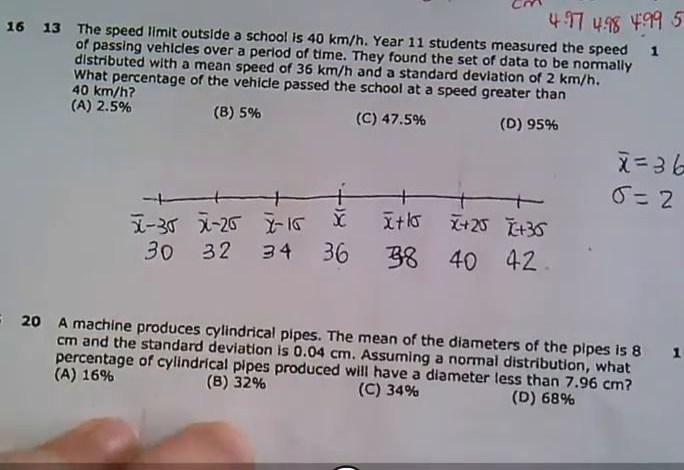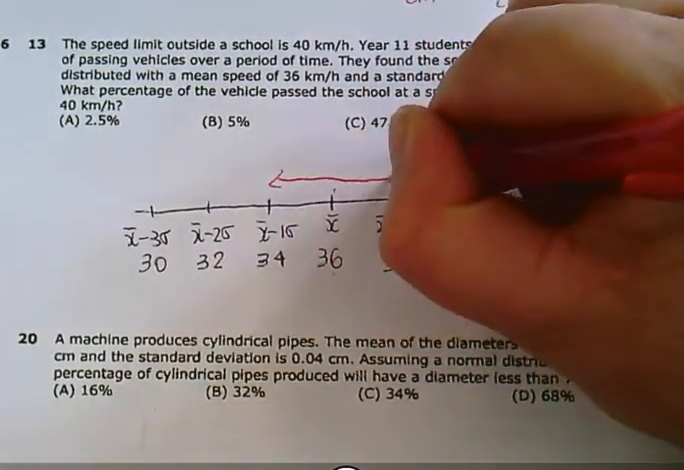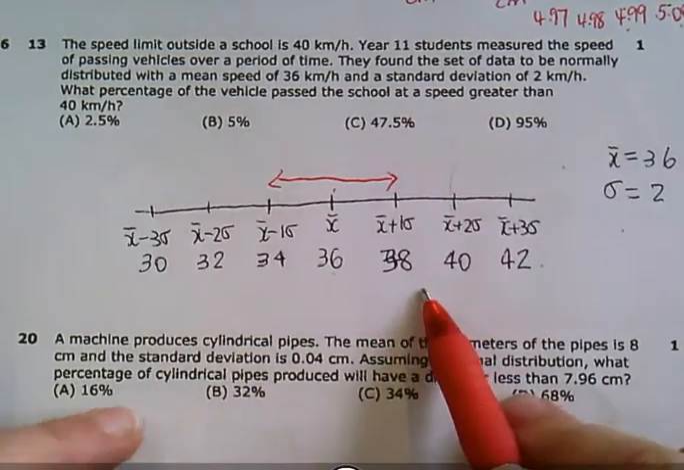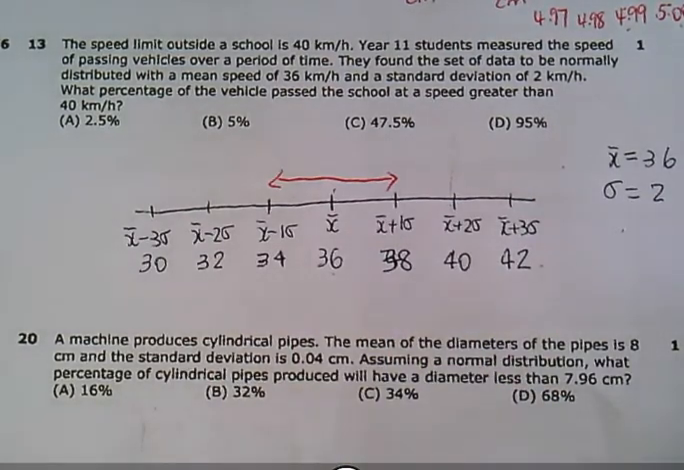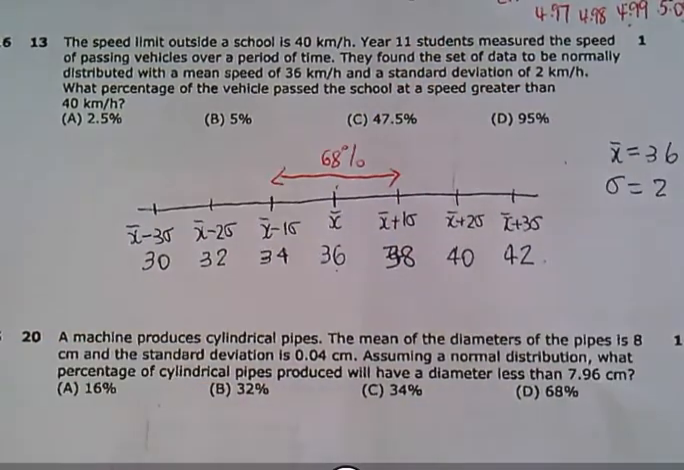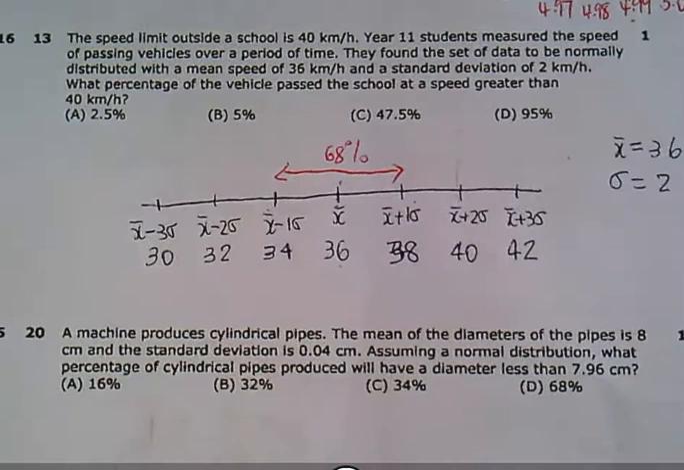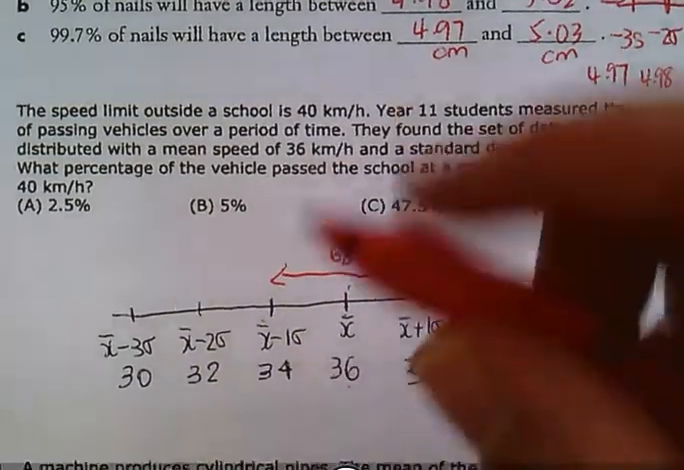Take away 2 again. Now, when I look at that graph, I can now start saying lots of things about this graph. I can say 68% of those drivers were driving. Now, I know this isn't answering the question, but what percentage of people were driving between 34 kilometres an hour and 38 kilometres an hour? 68% of the people. Do you get that? Because that's the number we know. The mean plus 1 standard deviation to the mean minus 1 standard deviation is 68%. That's 68% from there to there.